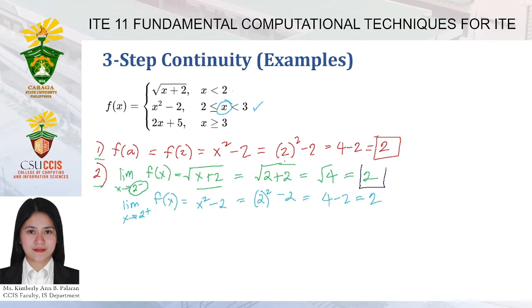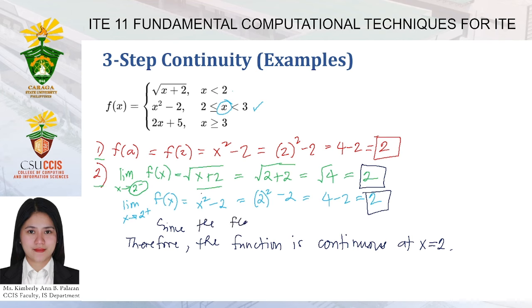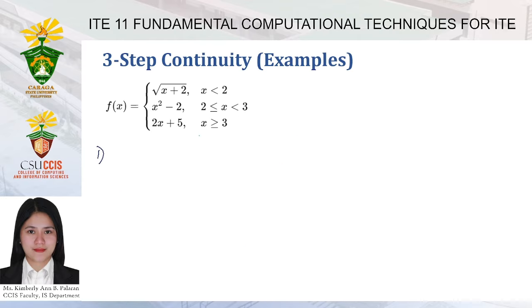Okay, now that we see that these three are equal, so therefore we can conclude that this function is continuous at x is equal to 2. Okay, so humana ta sa 2. Now, ato na pong i-test si 3. Okay, same process lang but this time we will be using 3.